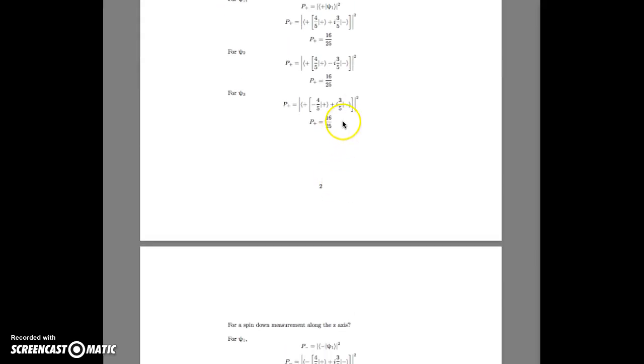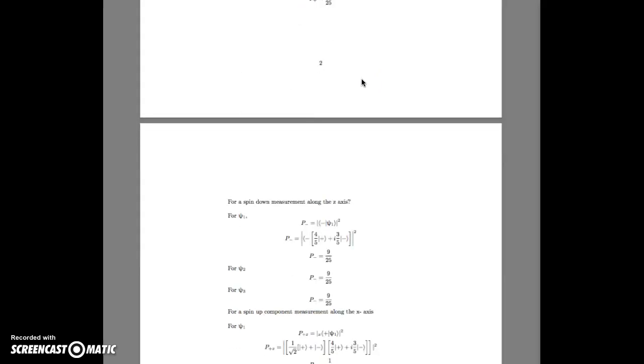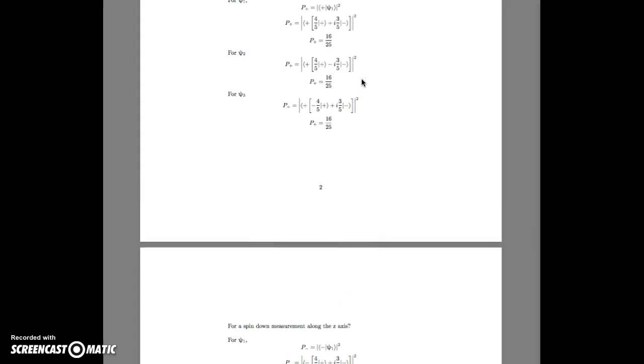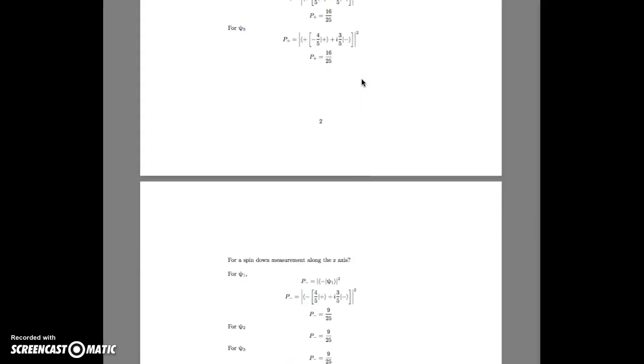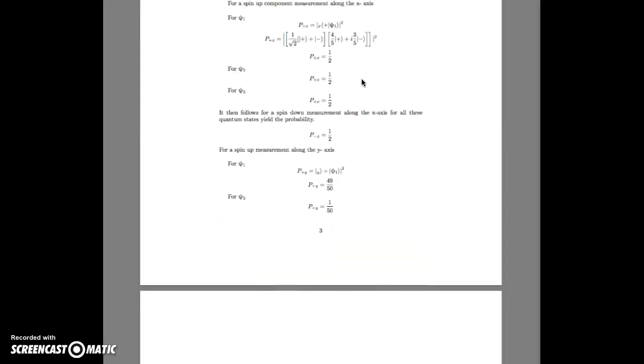since if we add the probabilities for spin up and spin down along each of the respective axes in each of the quantum states, they should equal 1. And 16 plus 9 equals 25, so 25 over 25 is equal to 1. So that's a good check to make while doing these problems.